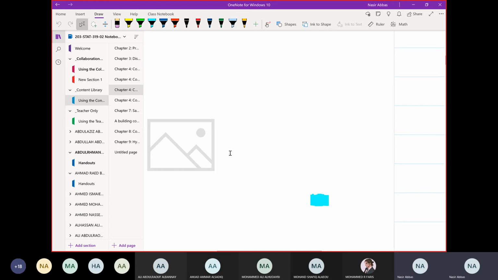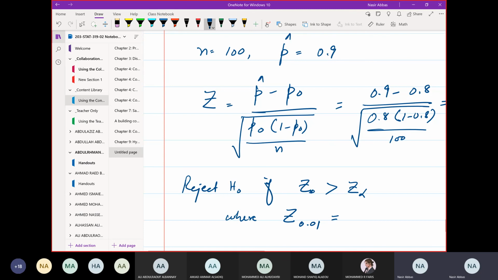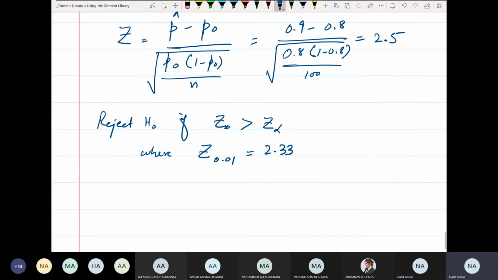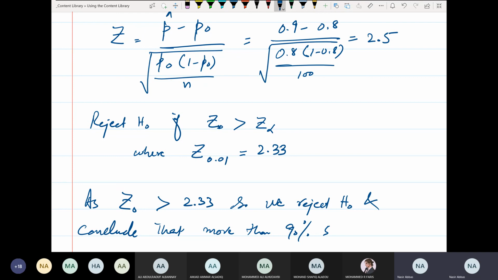When you look for 0.99 in the Z table, you will find that you will not find 0.99 exactly. Yeah, it is there. It's very close. 0.9901 is there. So the critical value is 2.33. So I get this from the table. So I'll see my Z naught is more than 2.33 because 2.5 is more than 2.33. So we reject H naught and conclude that more than 80% students passed.